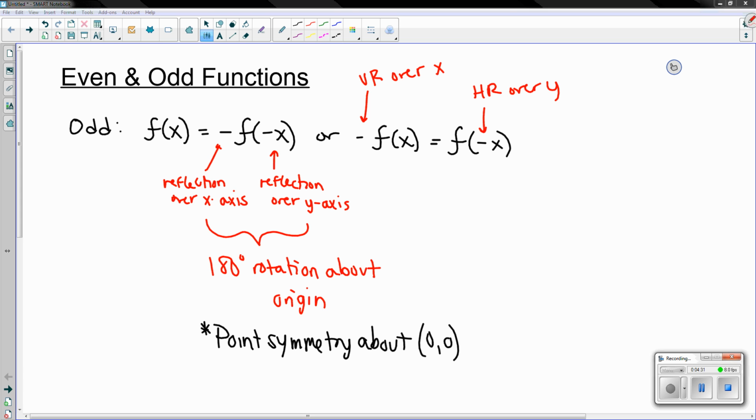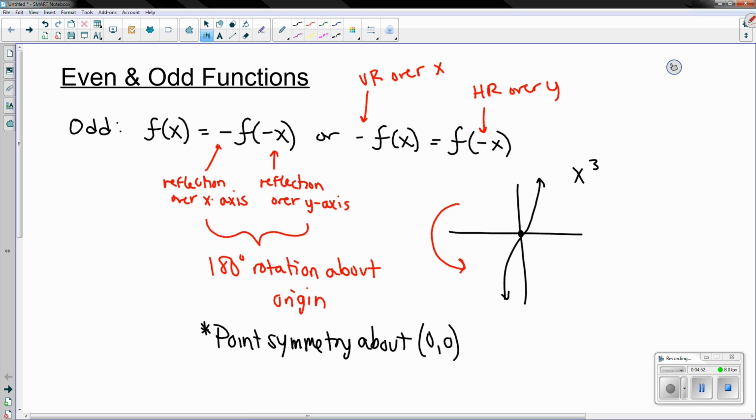Quick example of what an odd function might look like. Let's just look at a basic cubic function, something like x cubed. Not the best picture, but that passes through (0, 0). Its point of inflection is located there. And we can see that if we were to do a 180-degree rotation, which means essentially if I were to flip this entire graph upside down, would it look identical to the original? The answer is yes.